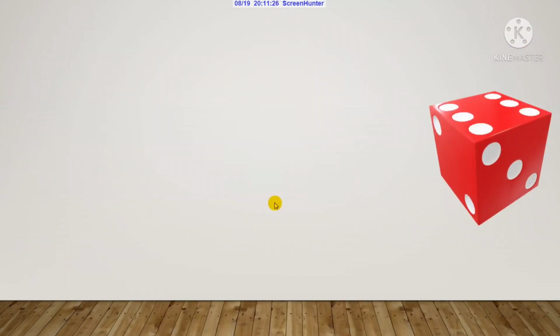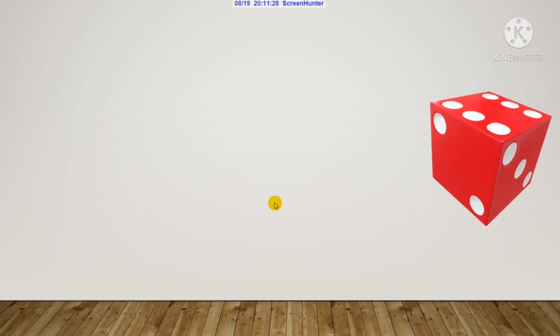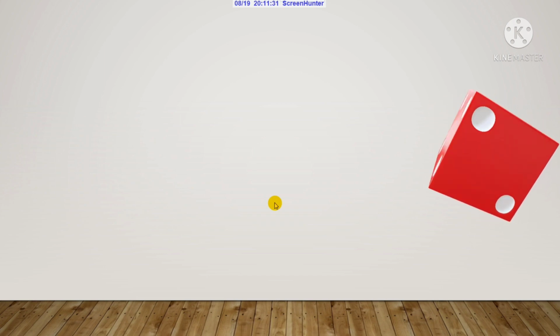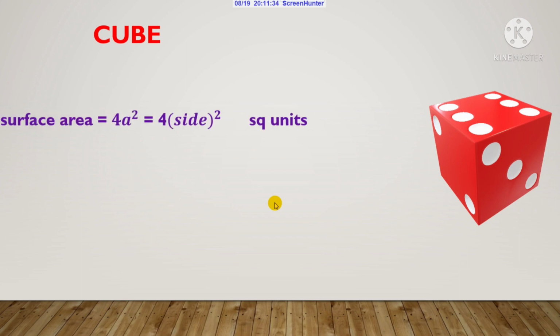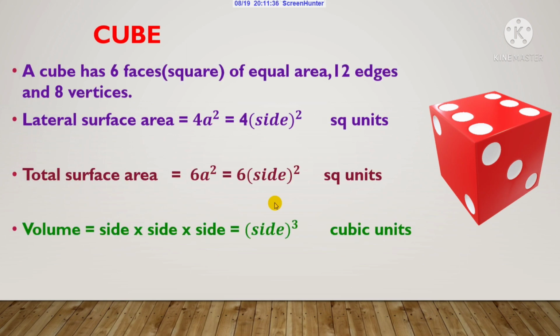Now, have you seen this? Have you ever played with this? This is a cube. A cube has six faces of equal area, 12 edges, and 8 vertices. We can clearly see from the figure, it has 6 faces of equal area, 12 edges like this, and these are the vertices. So 8 vertices will be there.